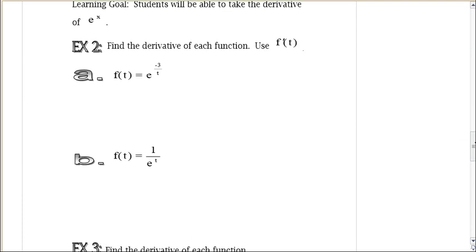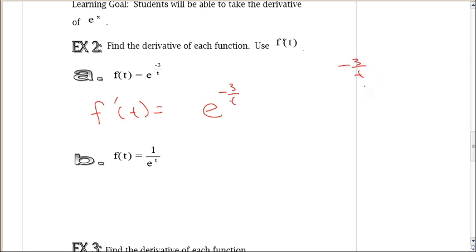Alright, let's go to another one. Example 2. Find the derivative of each function. The notation we're going to have is f prime of t. Alright, no worries, let's go ahead and start. It's going to be a little bit of chain rule. f prime of t is equal to, the derivative of the whole thing just makes e to the negative 3t. The derivative of the inside, well, the inside is negative 3 over t.